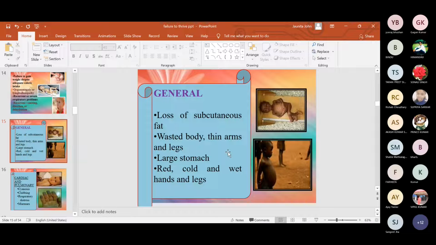Overall will be loss of subcutaneous fat. In the very first picture you can see a very thin lean baby जिसके ribs भी दिख रहे हैं. So that is what? Loss of subcutaneous fat. Fat नहीं है body में. Then next is wasted body. Wasted body means what? Muscle wasting. Don't pronounce it as wasted body. Wasting is known as muscle wasting.